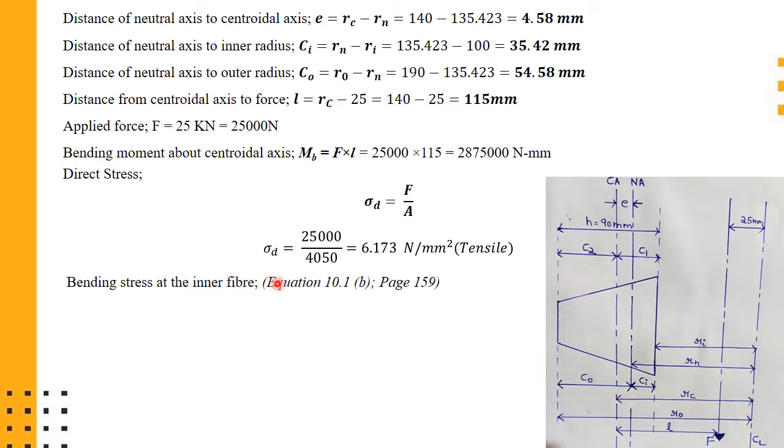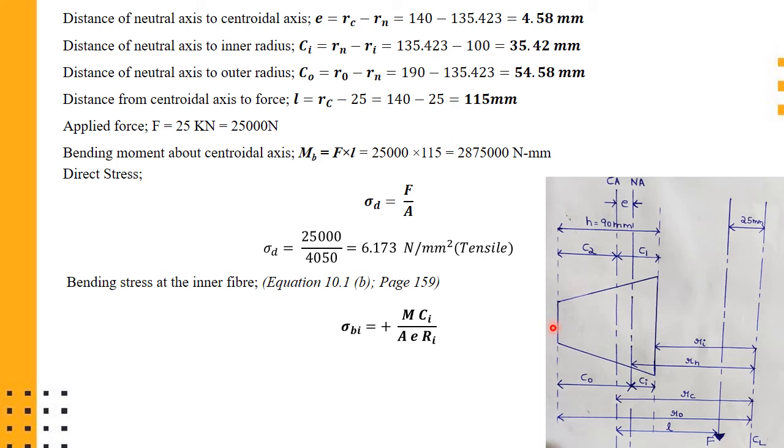And you can calculate the bending stress. I think we went through this derivation, this equation, in our previous problem. So bending stress at the inner fiber, you can get from equation 10.1b in page 159. When a load of 25 kilonewton is acting, the inner fiber will be elongated, that is, tensile stresses will be acting at the inner fiber. So the inner fiber will get elongated due to tensile stresses. That's why positive is given here, because tensile stresses are acting.